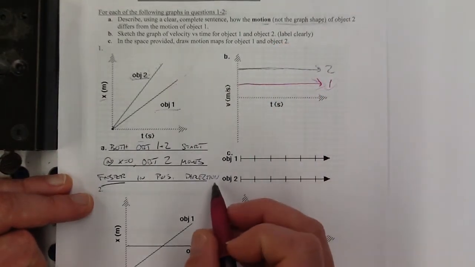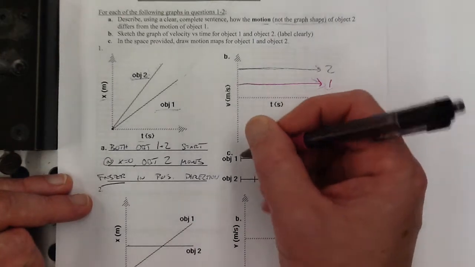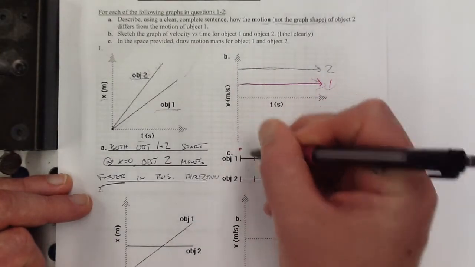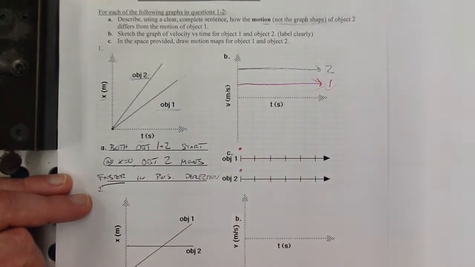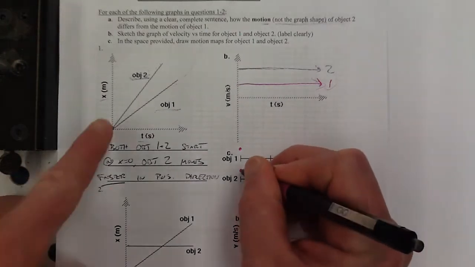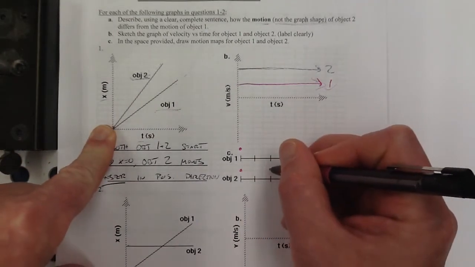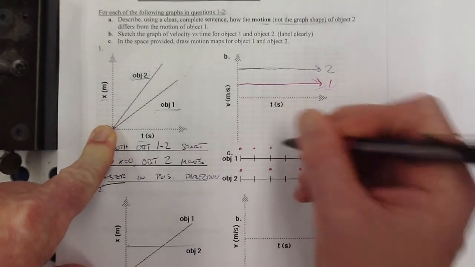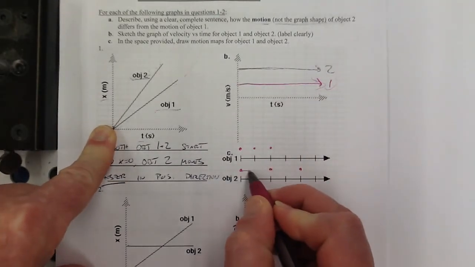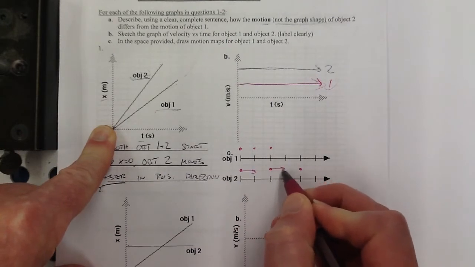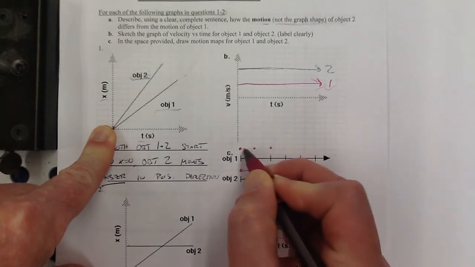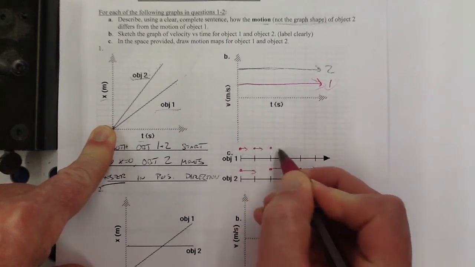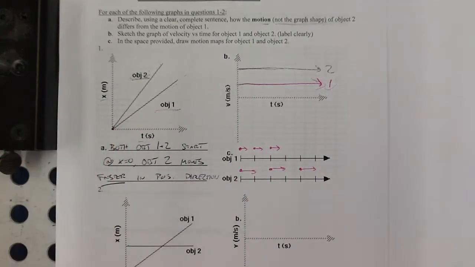All right, how about motion maps? So they both start at 0, but object 2 is going faster, so the dots will be spaced further apart. You don't need to give me a ton of these dots. I think just enough to get the idea. We go halfway to the next. Okay?